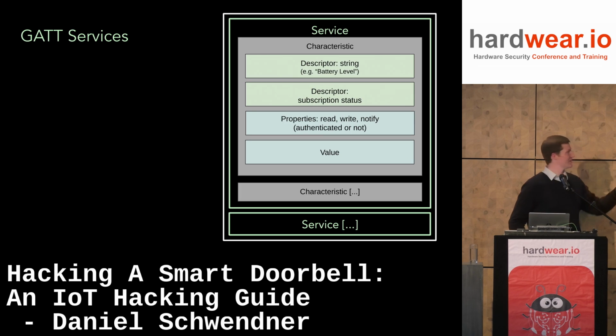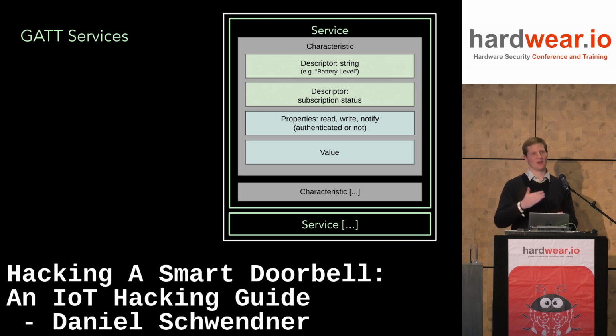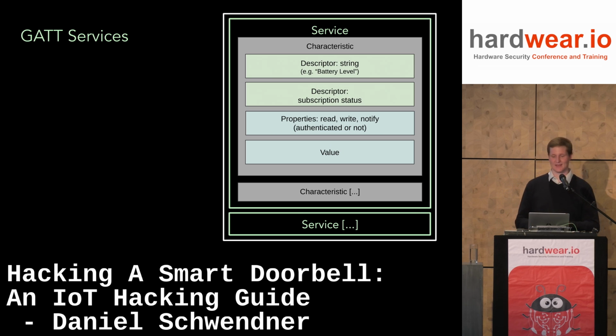A different way to show it is here. You have your GATT server with multiple services running on it, and every service can have multiple characteristics. For example, here we have a characteristic with the descriptor battery level and the properties whether you can read, write, or notify. And it also contains the actual value of the battery level.